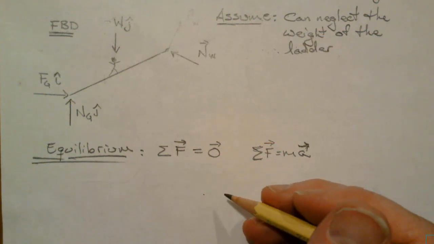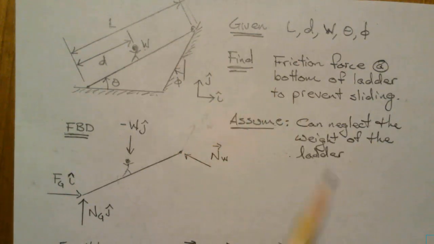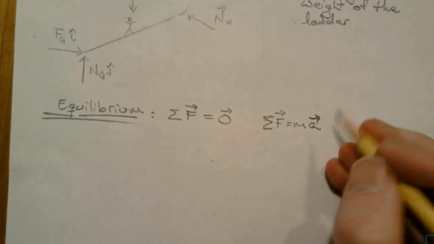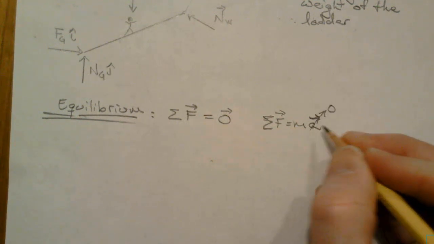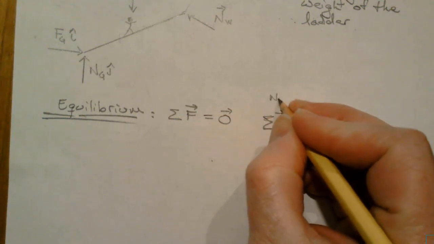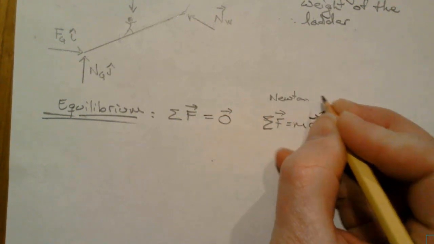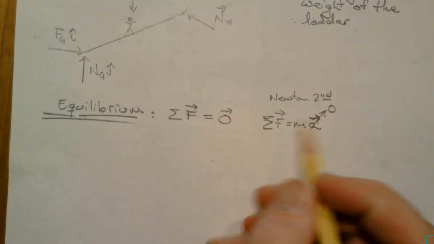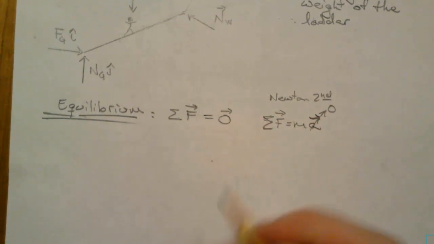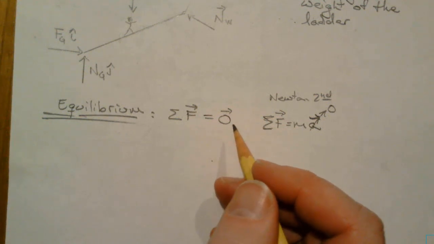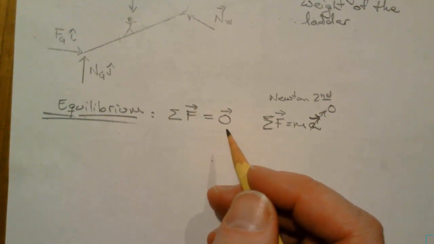Again, in statics, nothing is moving. This ladder is stationary. There's no velocities, there's no accelerations. So the acceleration happens to be 0 in this problem. So this is Newton's second law, and in the very specific case where nothing's moving, the acceleration is 0, so that's why all the forces have to add up to 0. That's why all the forces have to balance out, again, because things are not moving.